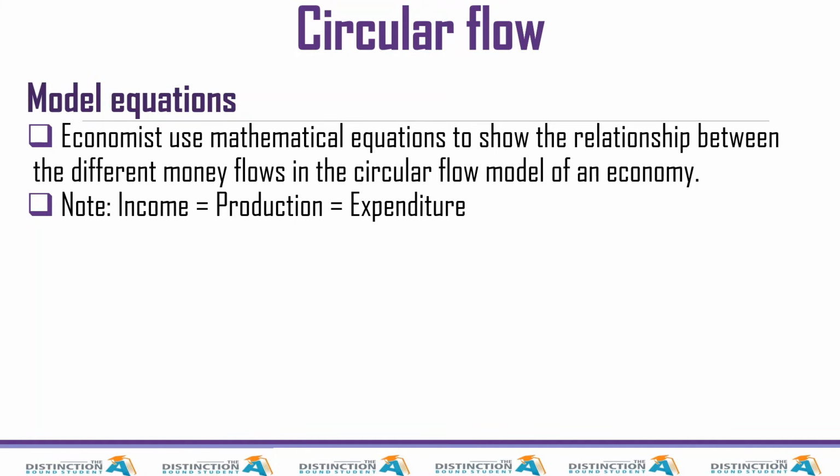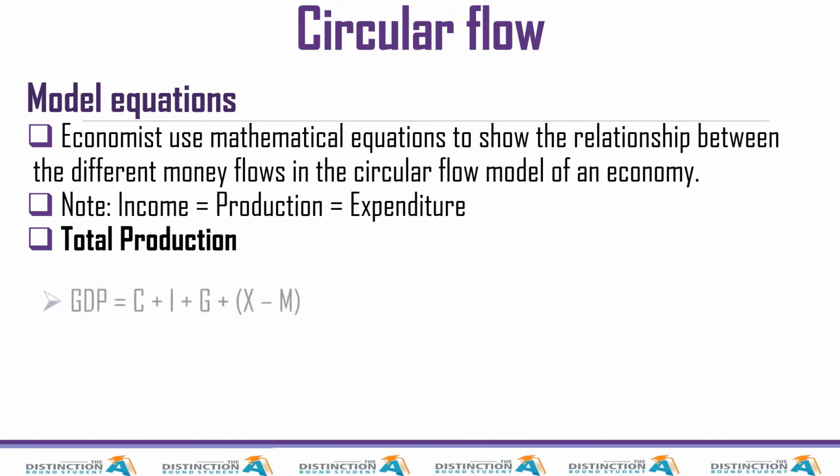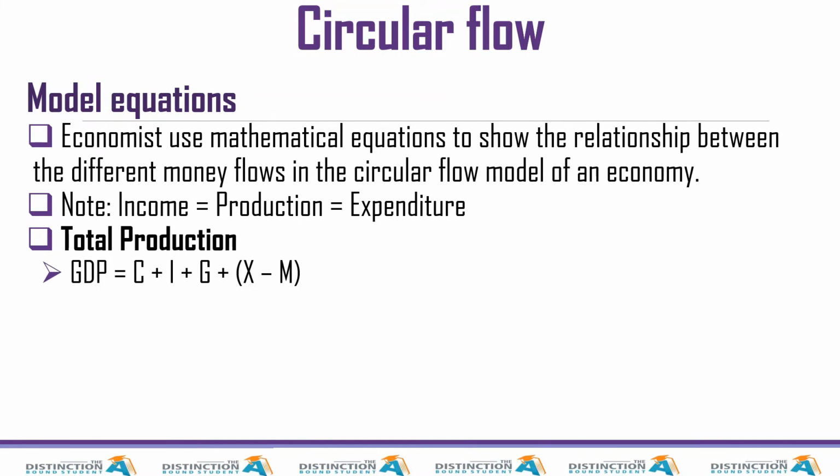The next thing I need to point out is income is always equal to production, and it's always equal to expenditure. There is no way you can have these three being different. I'm going to use a certain example later on. But in the meantime, let's look at total production. You see a word there. You've been seeing it since grade 8 or 9.